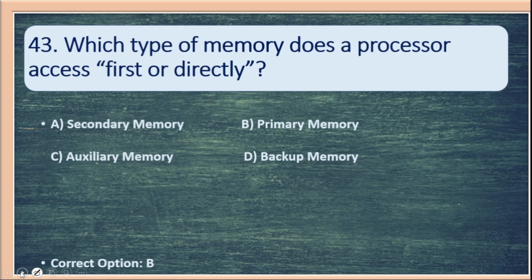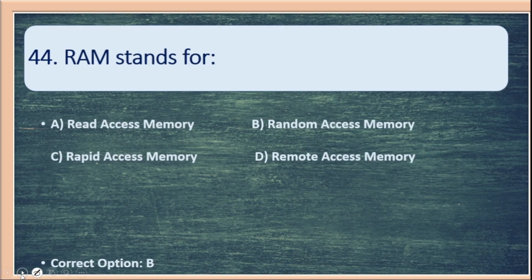Which type of memory does a processor access fastest or directly? Secondary memory, primary memory, auxiliary memory, backup memory. Answer is B, primary memory. RAM stands for read access memory, random access memory, rapid access memory, remote access memory. Answer is B, random access memory.